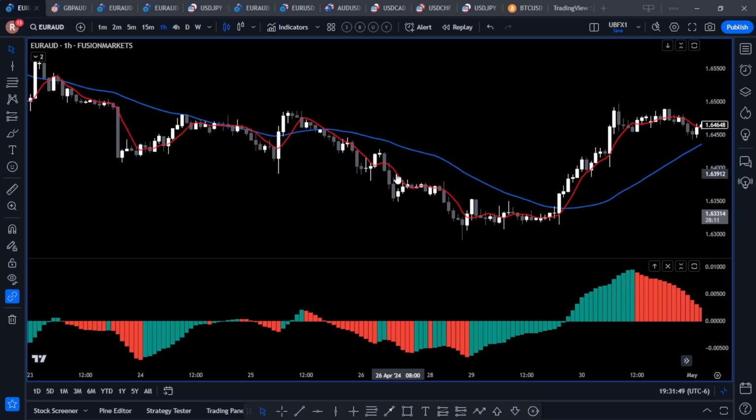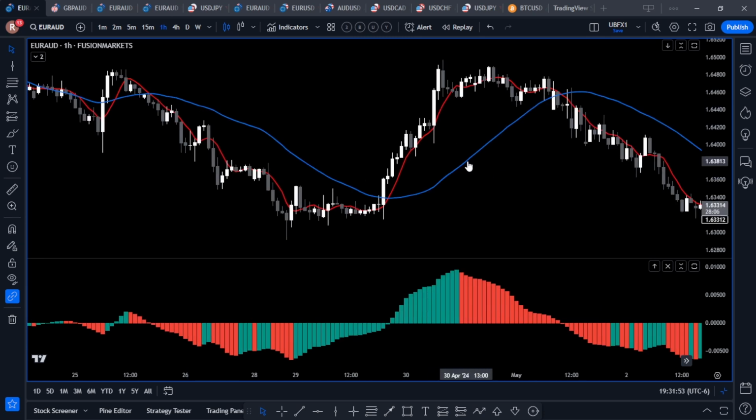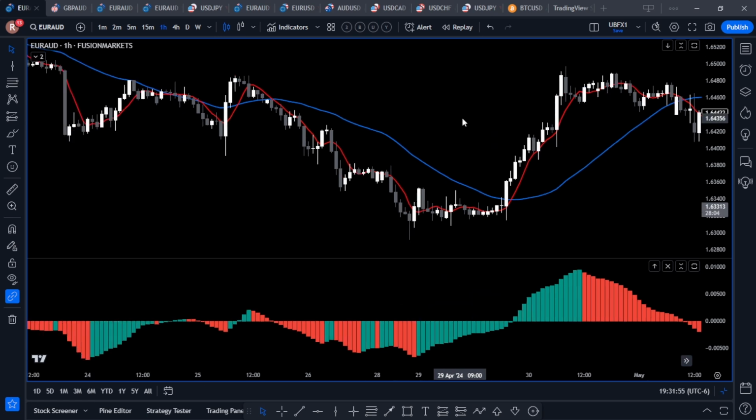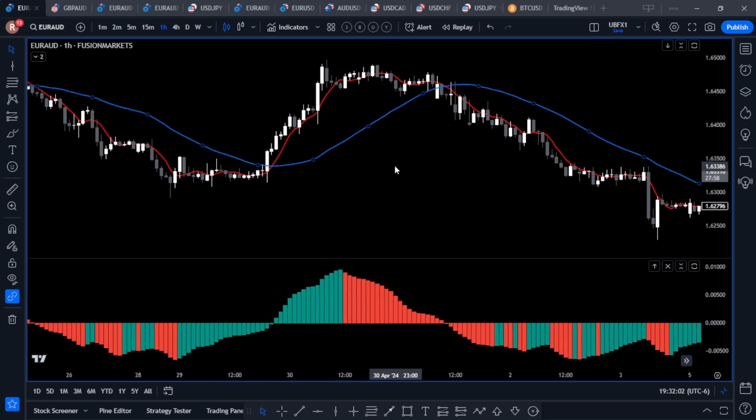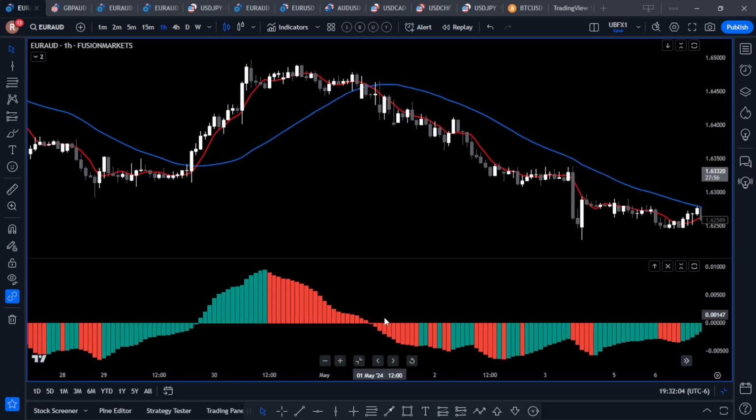And in this case, the 5 underneath the 34 is a downtrend and the 5 above the 34 is an uptrend. So we're looking for short trades when the trend is down. We're looking for long trades when the trend is up. And the way we find those trades is by looking at this awesome oscillator. And what it's doing is it's looking at the distance between these moving averages.